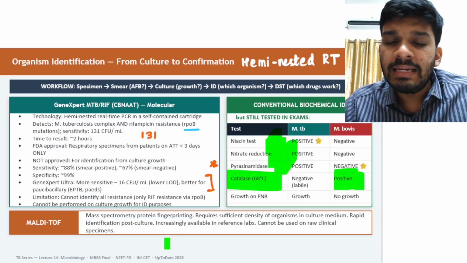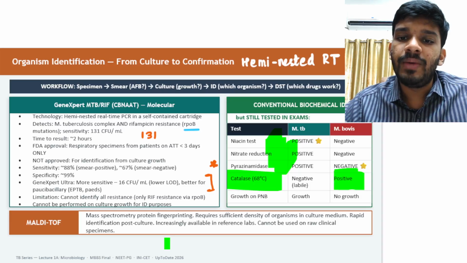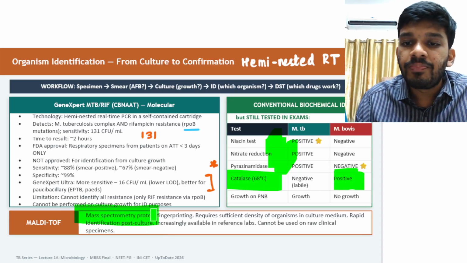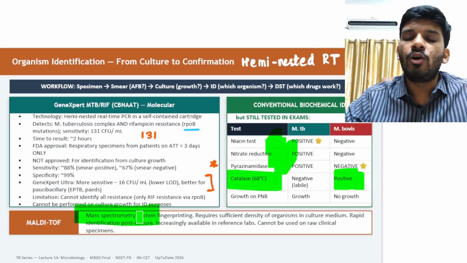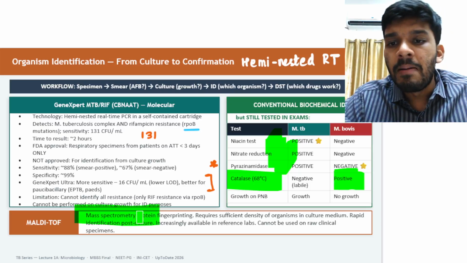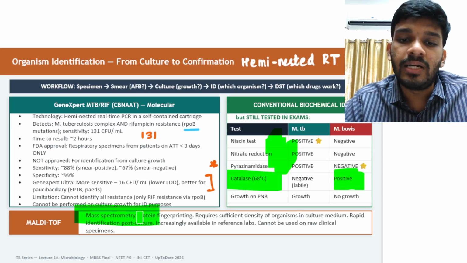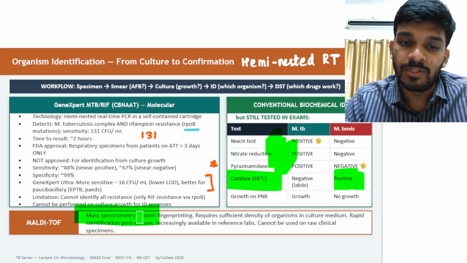And one new method again is the MALDI-TOF, right? That is based on the principle of mass spectrometry, and it also allows rapid identification. It is now available in reference labs, but it is not very relevant for clinical specimens, right?